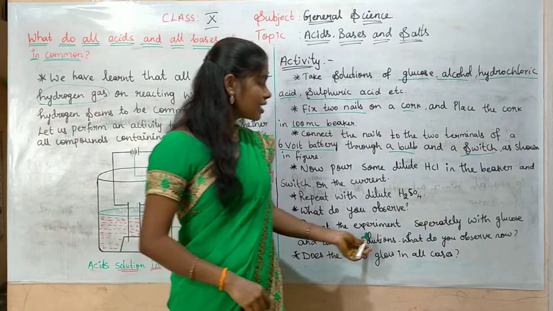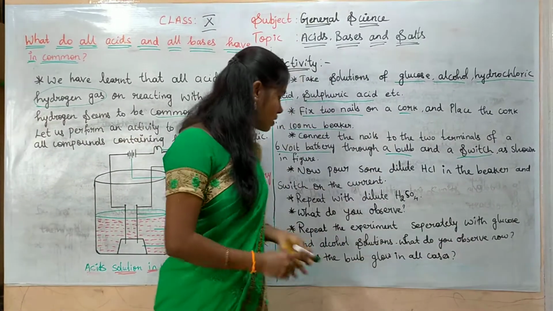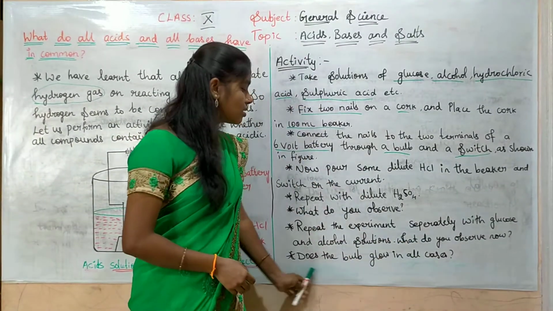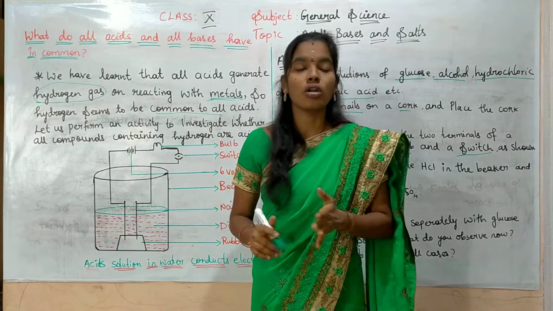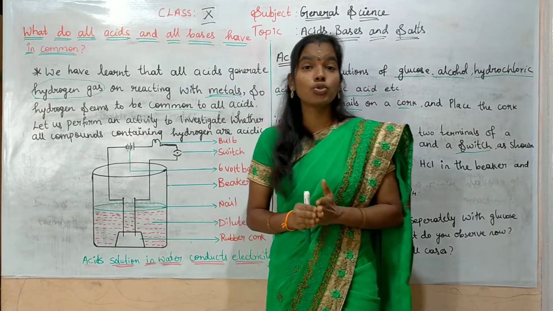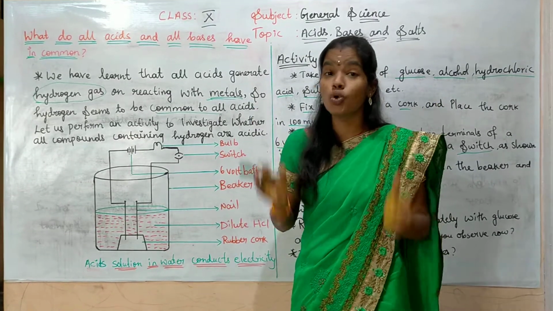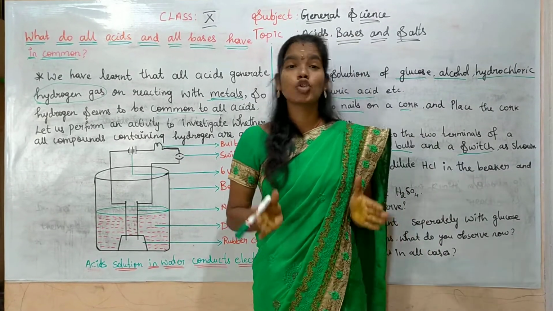And next, repeat the experiment separately with glucose and alcohol solutions. What do you observe now? Does the bulb glow in all cases or not? So what we have to do: first, we take hydrochloric acid and sulfuric acid, and note down the observation whether the bulb is glowing or not.